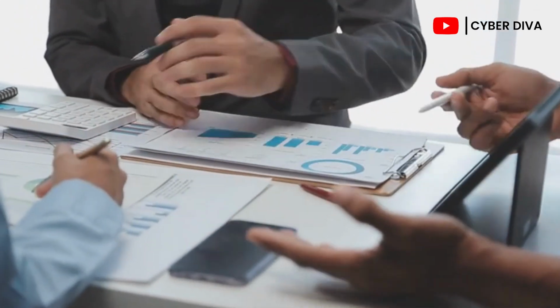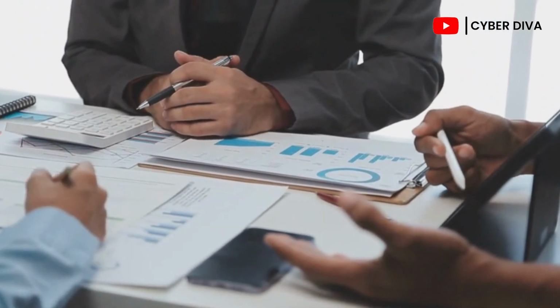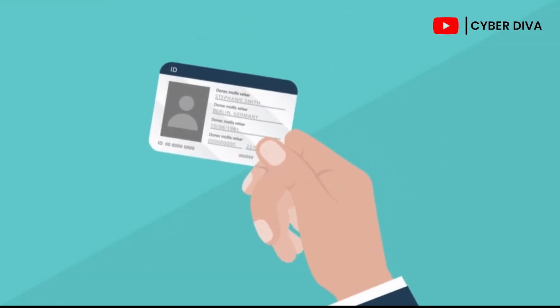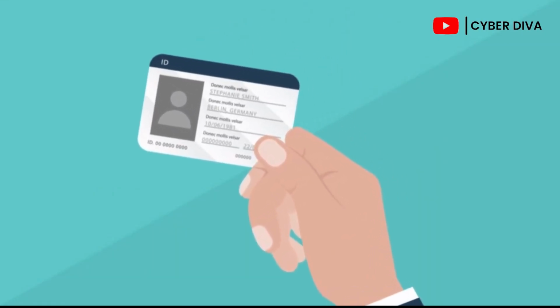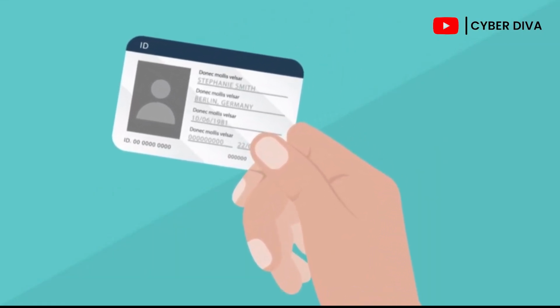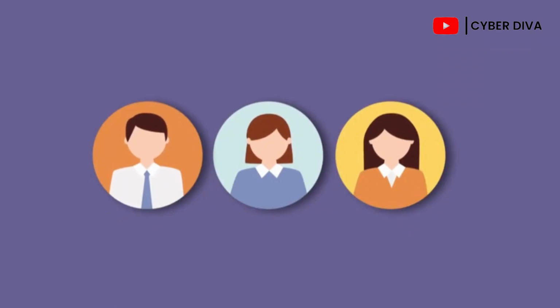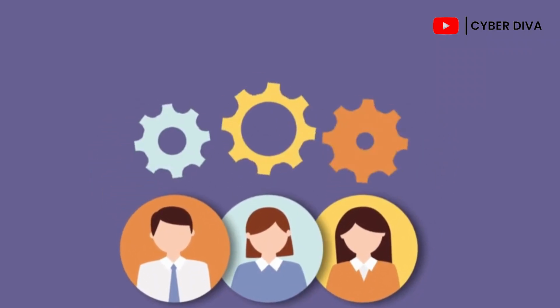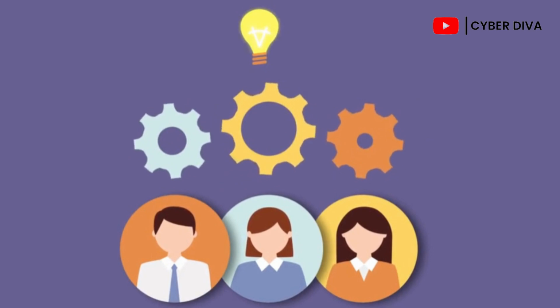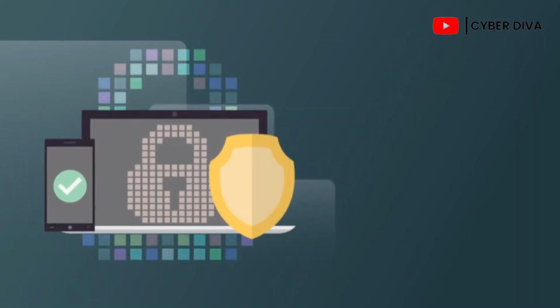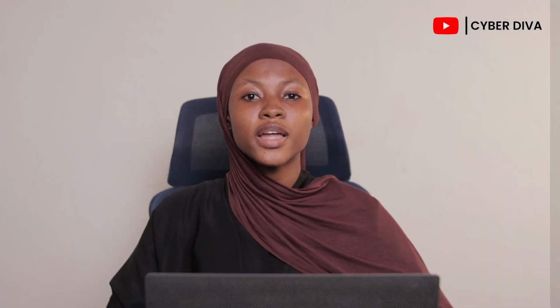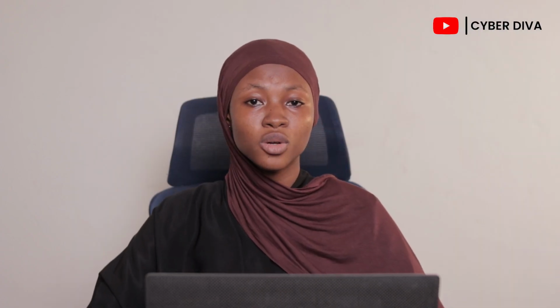To enter certain areas in the company, staff must use an ID badge, while others are restricted from entering at all. This ensures that only authorized personnel can access specific information or physical locations, hence maintaining security across the organization. So now, let's look at the types of access control.